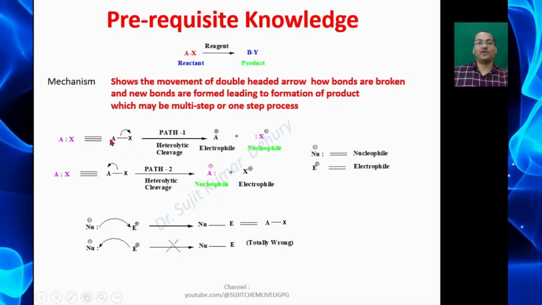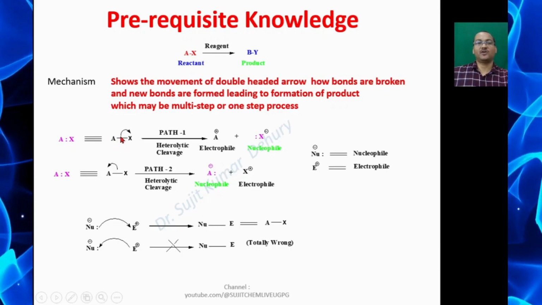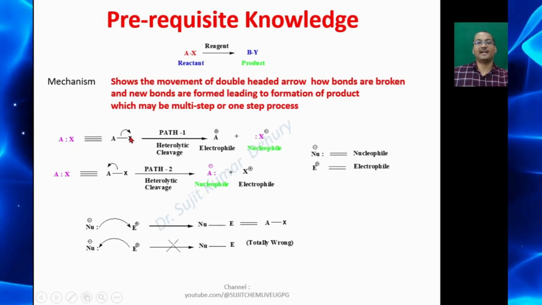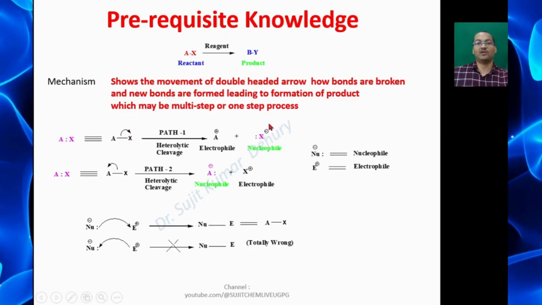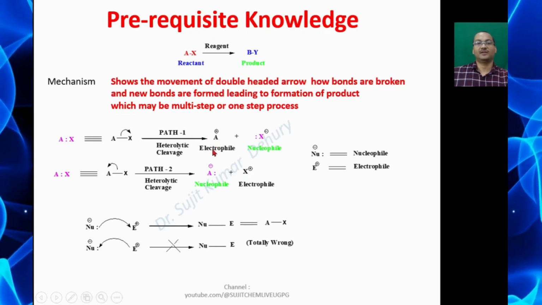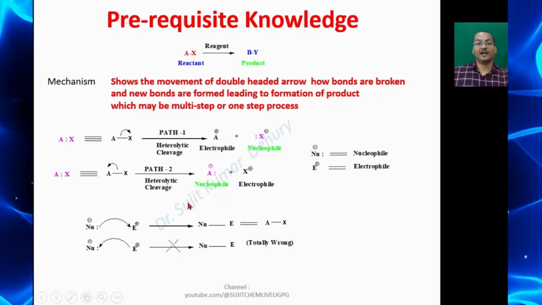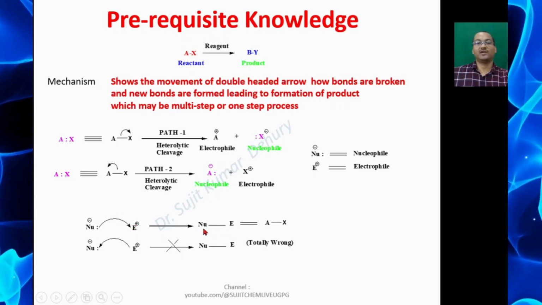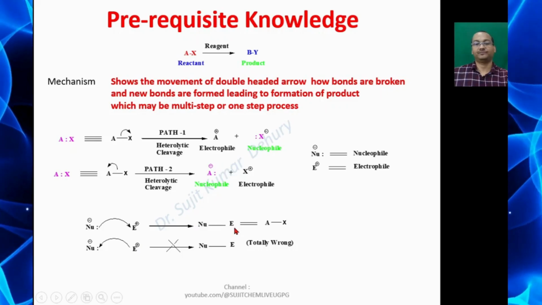So usually the bond is represented like this. When this bond is broken heterolytically, the atom on which it breaks gets a negative charge with both the electrons, so we call that the nucleophile, and the other atom is electronically deficient, A+. That is the electrophile. And the nucleophile always attacks the electrophile, giving rise to a nucleophile-electrophile bond.